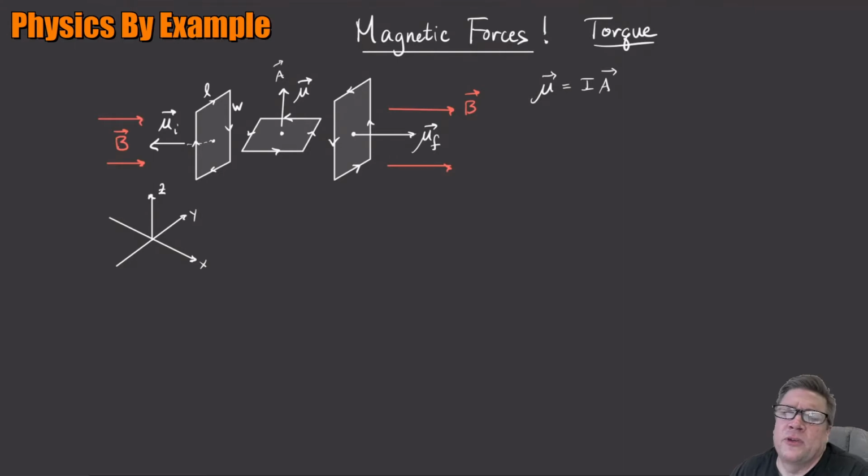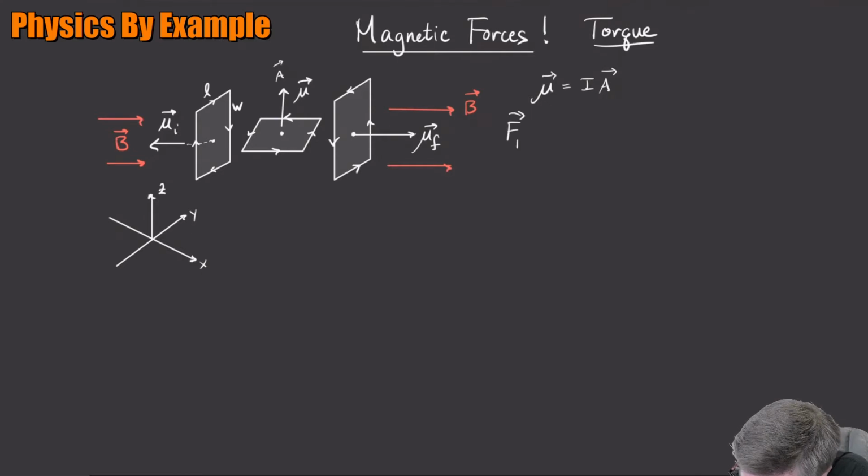The shortcut for that is that you curl the fingers of your right hand in the direction that the current is going around the loop, and then your thumb points in the direction of the magnetic moment. So suppose we have something like this. What's going to happen is that the loop is going to twist in the magnetic field. Why? Because we can look at the forces on those individual legs. We don't have to worry about this leg or that leg, because the current is going parallel to the magnetic field.